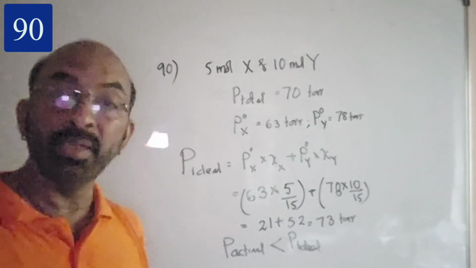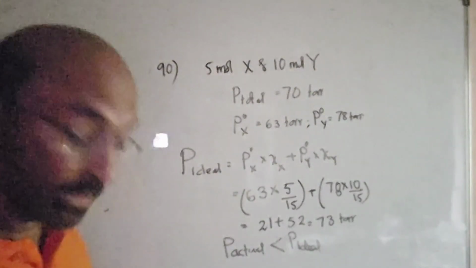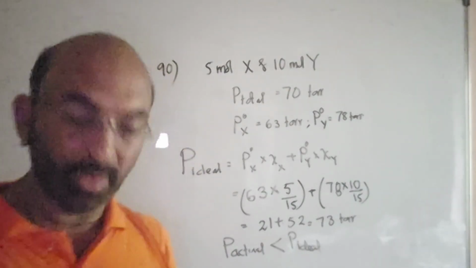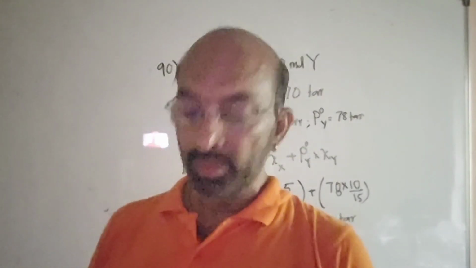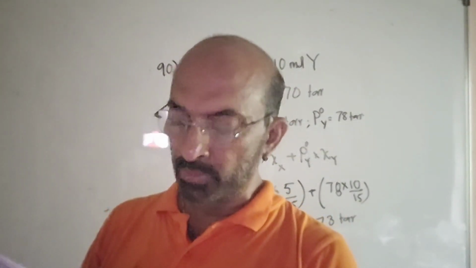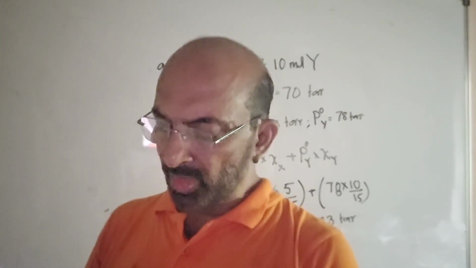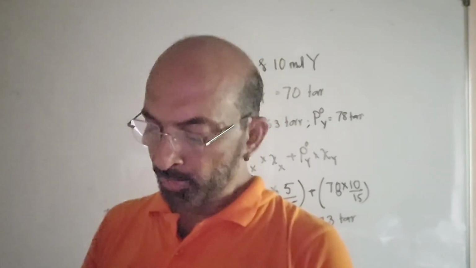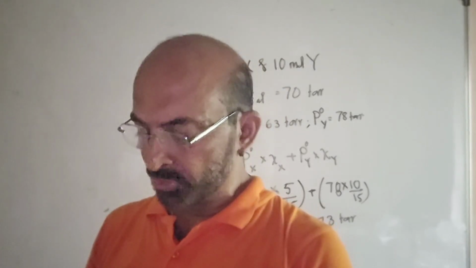Now we have the 90th question, the last question in the NEET question paper. It is from solutions. What do they discuss? Look, 5 moles of liquid X and 10 moles of liquid Y make a solution having a vapor pressure of 70 torr. The vapor pressures of pure X and Y are 63 torr and 78 torr respectively. Which of the following is true regarding the described solution?